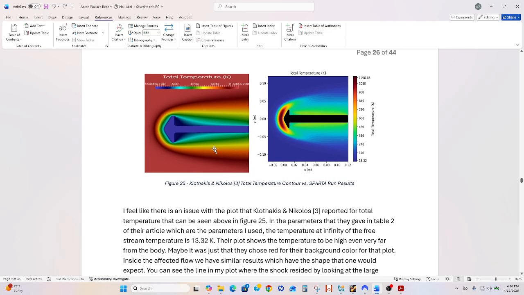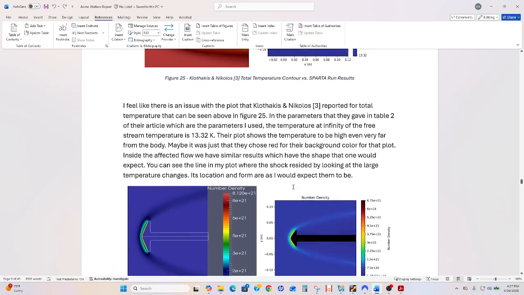So next we look at the total temperature. I think there's an issue here. On the left is their image from the journal article, and we talked about how the free stream temperature was like 13.2 Kelvin. So I set mine up to show that, and it definitely shows it, which is what you would expect. You would expect it to be outside of the shock wave, which would be coming right here where you have these temperature changes. You would expect that to be the free stream temperature. And in here, I think maybe they just picked a poor background color, so that might be part of the problem. And so that's how that's working.